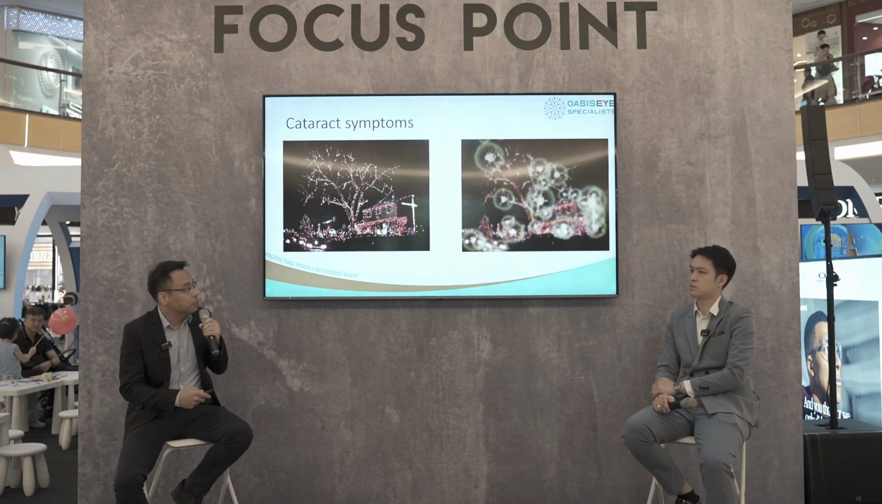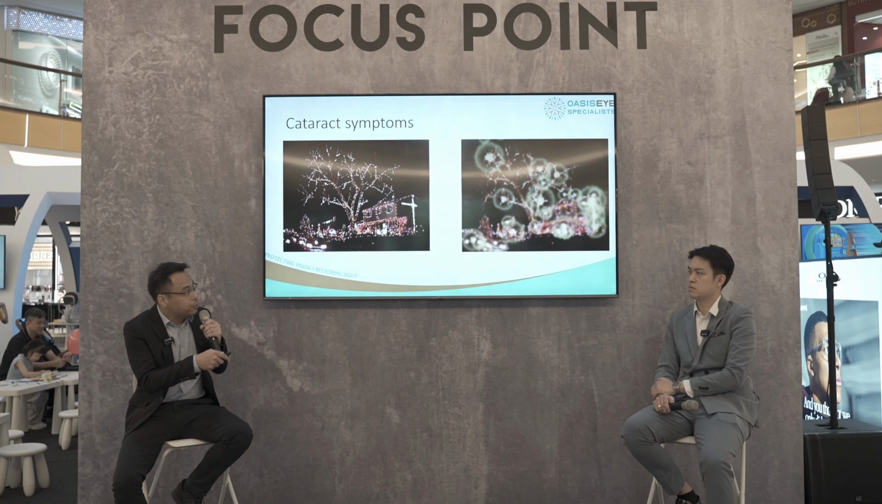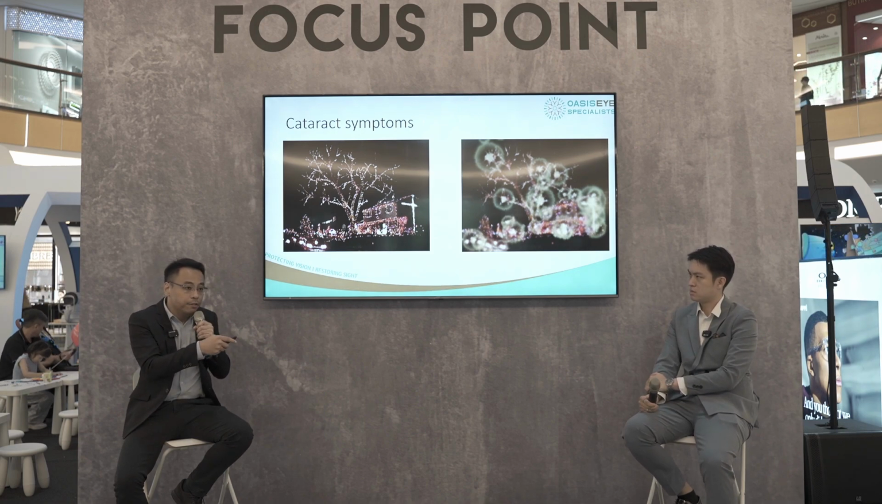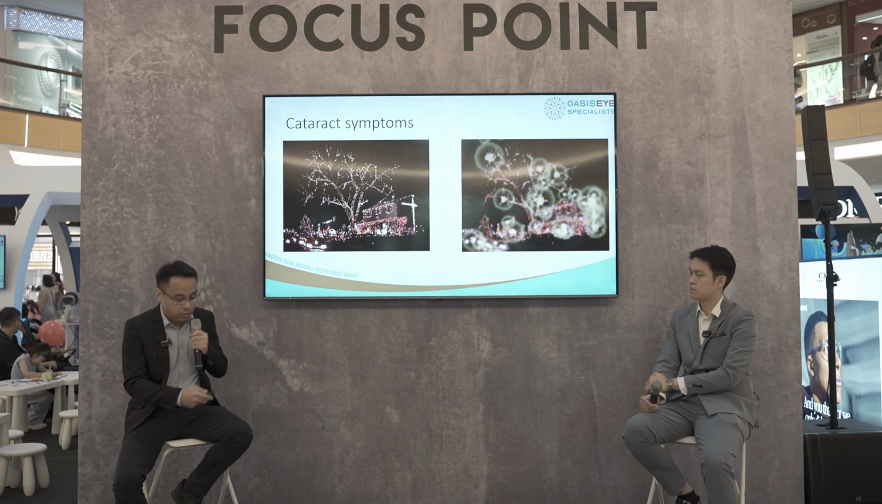So these are the symptoms of cataract, where patients have blurriness on the right side of the picture. Patients may experience blurry vision, glares, and halos.